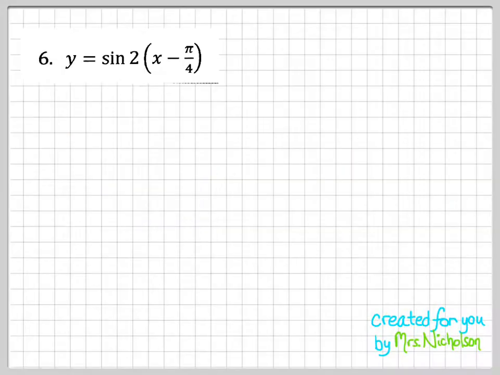All right, let's move on and sketch some graphs. Here on question number 6, we've got a sine of 2 times x minus pi over 4. So I've got two transformations here. The 2 here, that's a b. If we compare that to our basic y equals a times sine of b times x minus c plus d equation, this is the b transformation, which is going to affect my period. And then minus pi over 4, that's a c. It's a horizontal translation.